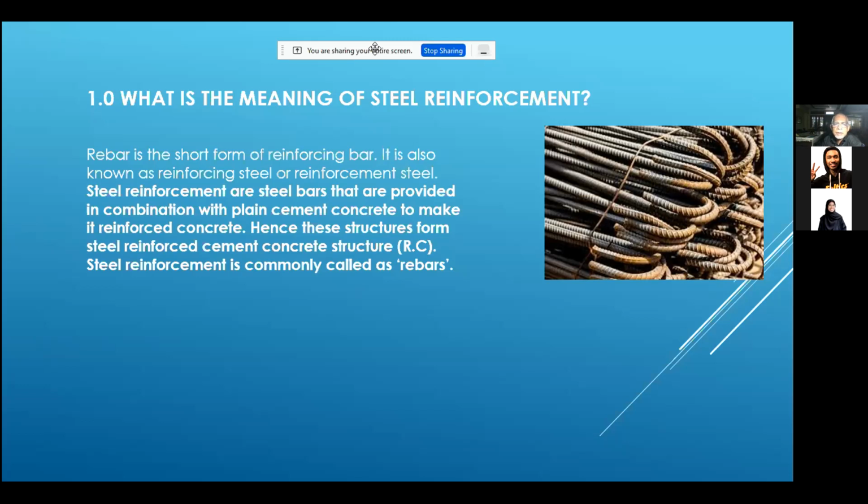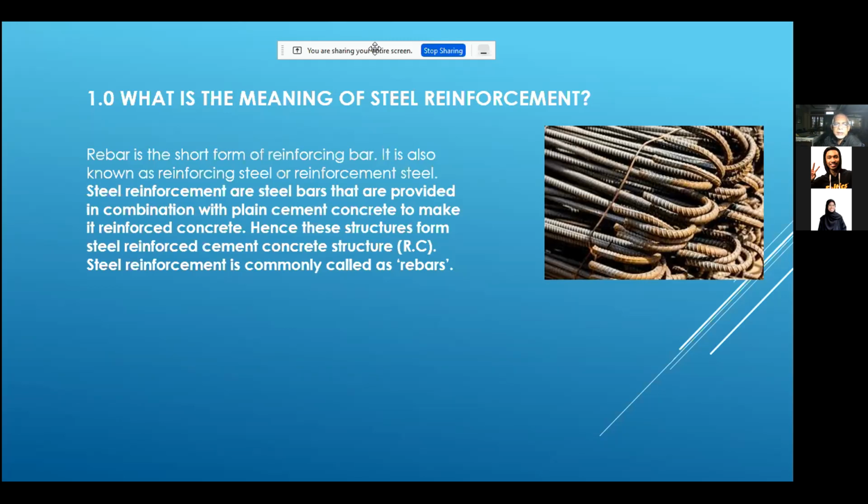Steel reinforcement are steel bars that come in long lengths. They are provided in combination with plain cement concrete to make reinforced concrete. It has to combine with the concrete, because concrete alone cannot take stress and will break. I have 2 videos afterwards that show the concept of embedding this steel reinforcement into concrete.